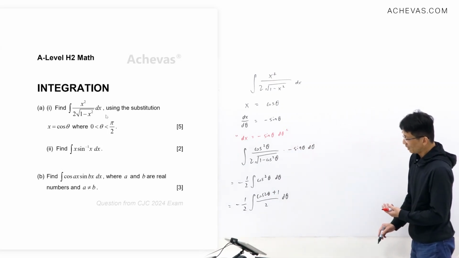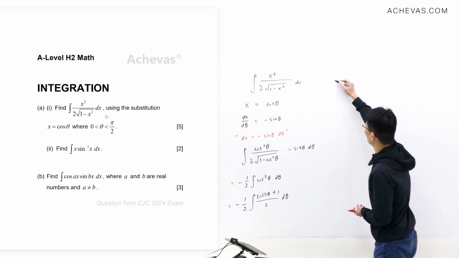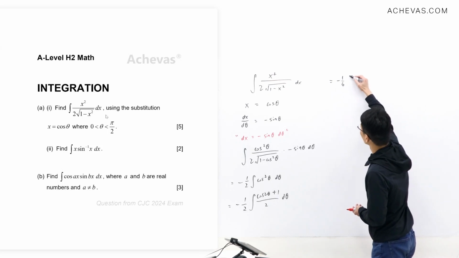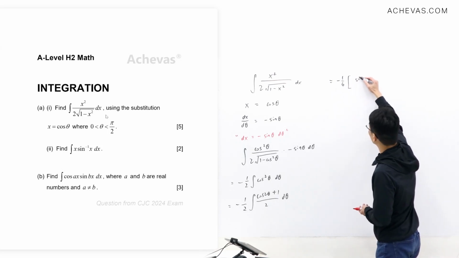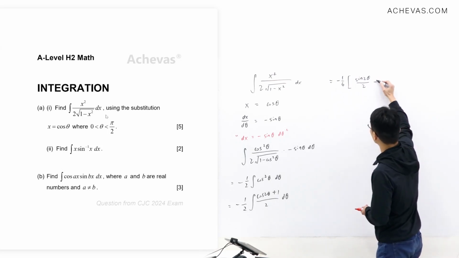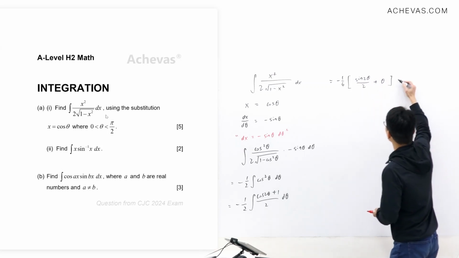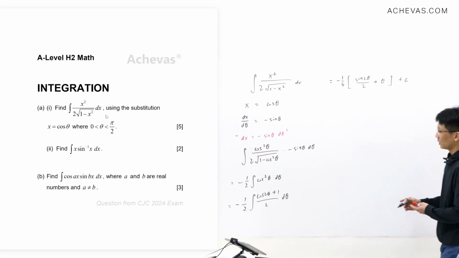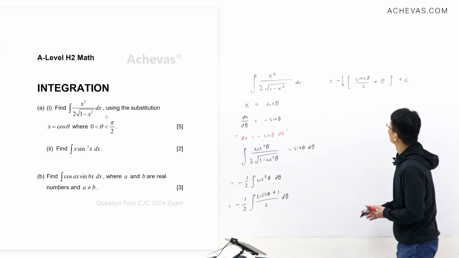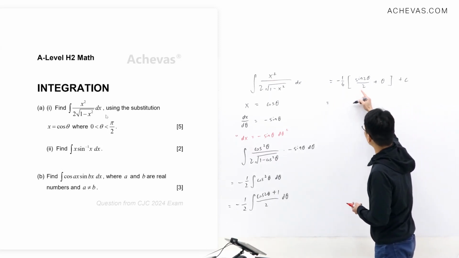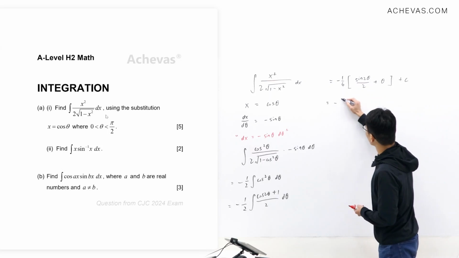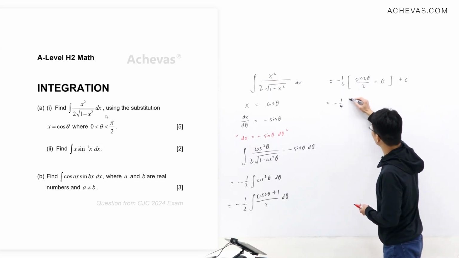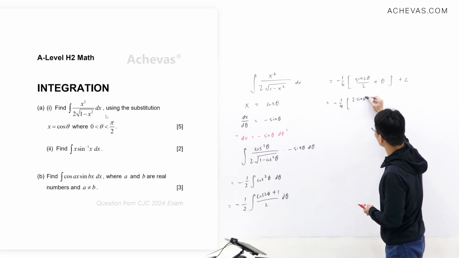So now we can do an integration for this. I will get minus 1/4 of sine 2 theta over 2 plus theta plus c. So we must not forget that we need to replace theta back with x. So let's do a bit of change of form for sine 2 theta. So I'll get 2 sine theta cosine theta according to the double angle.